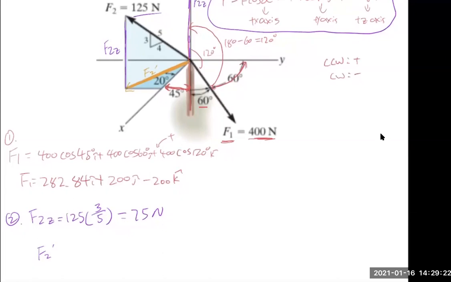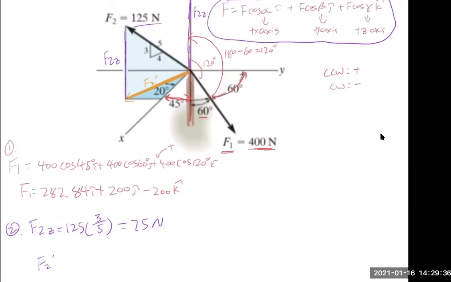Because F2 prime is what is being reflected by this F2 force. F2 has X, Y, and Z components, and from the information given, we can't really find out what all these three forces are. So that's why we have F2 prime right here. F2 prime is fairly easy. If we know that F2 z is 125 times 3/5, then F2 prime is simply 125 times 4/5.